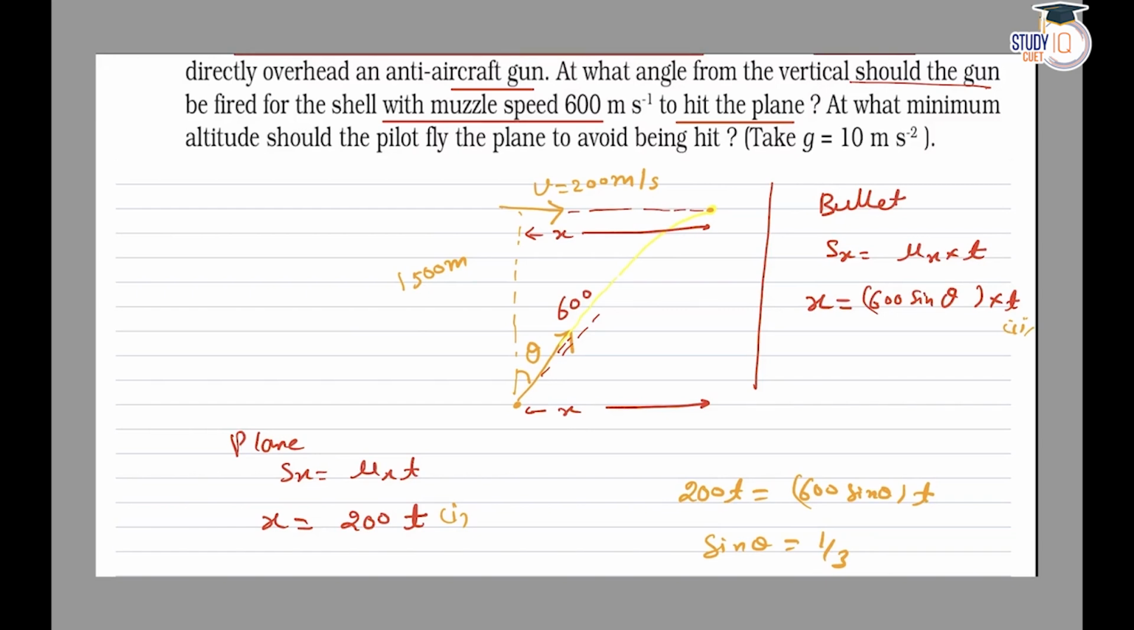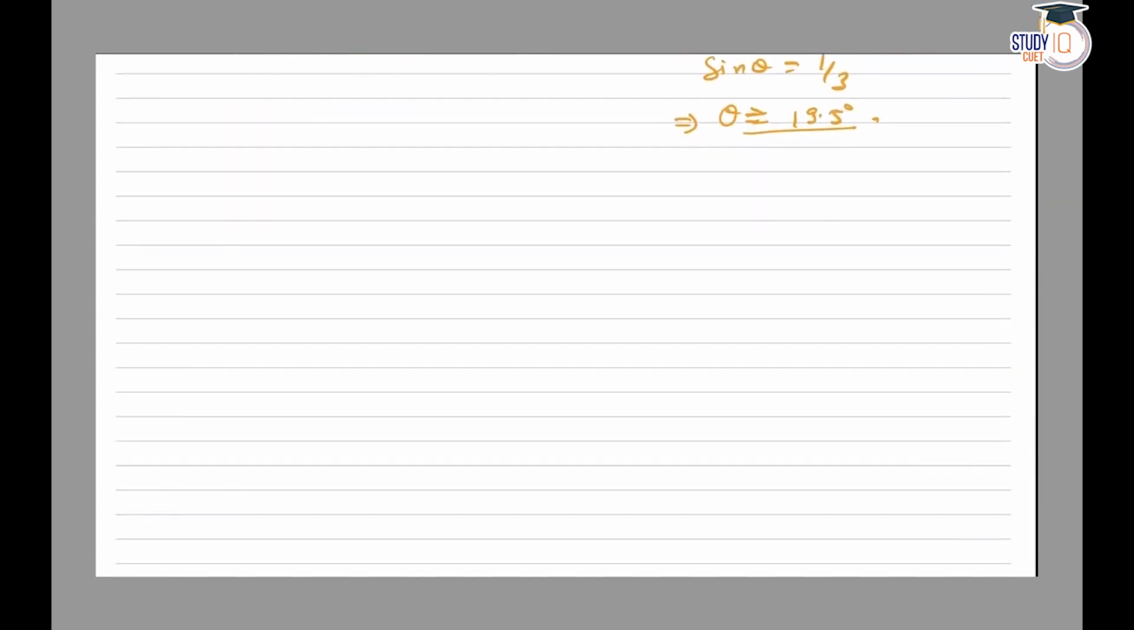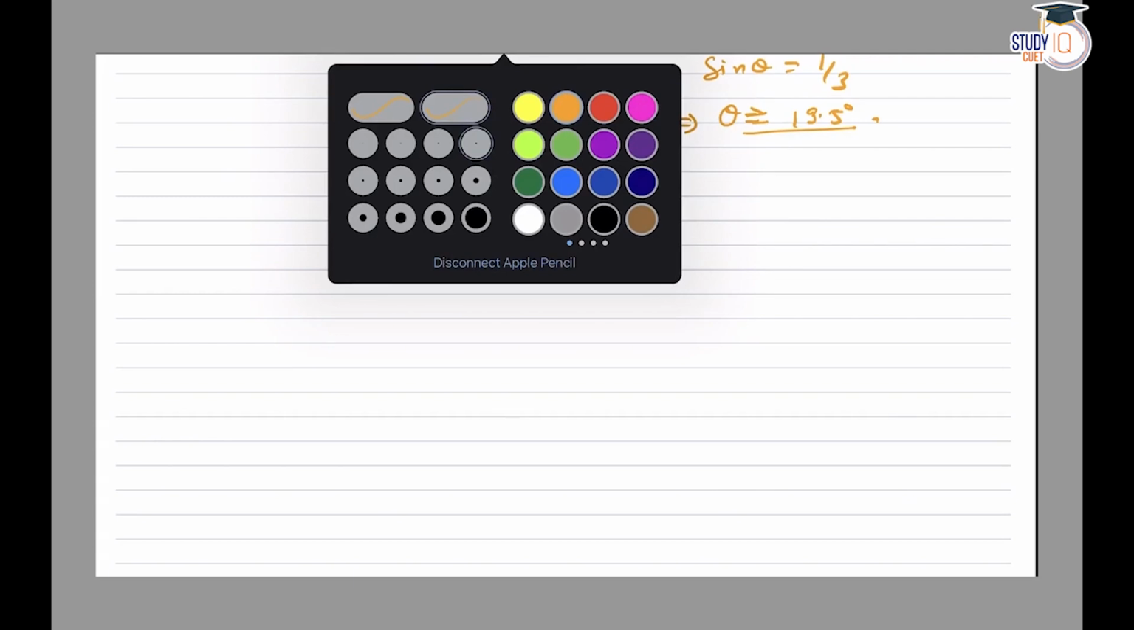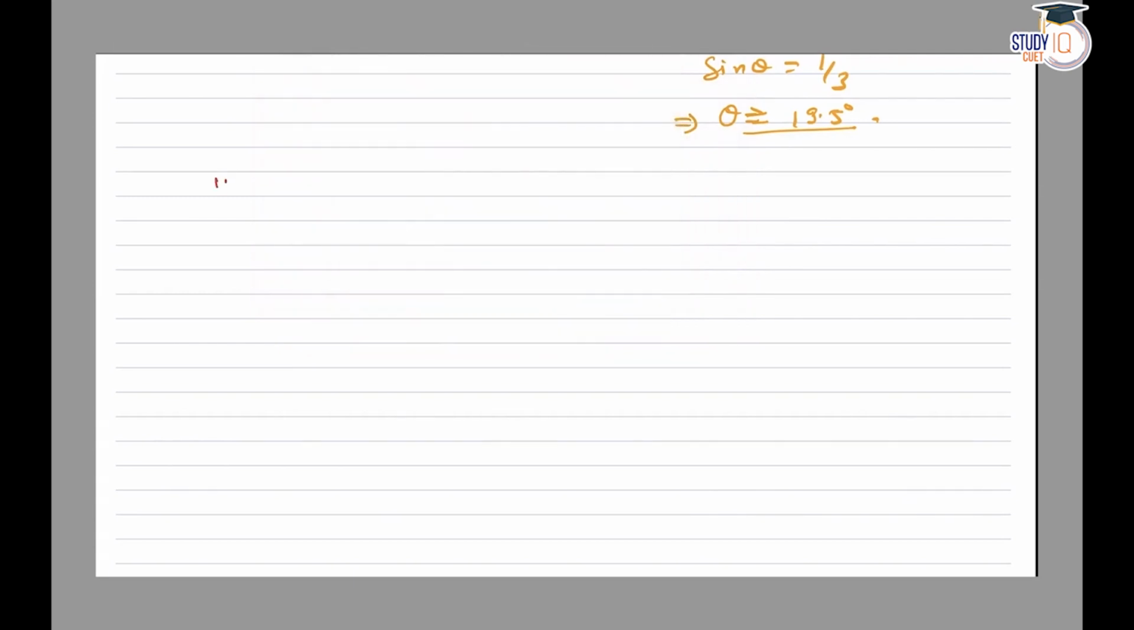Now for the second part, at what minimum height should the pilot fly the fighter plane to avoid being hit? If the height at which the fighter plane is flying remains greater than h maximum, then it would be safer for him. So in order to avoid being hit by the gun, the height of the plane should be greater than h maximum of the bullet. So let's find out h maximum of the bullet.